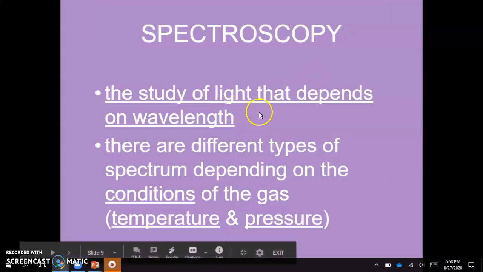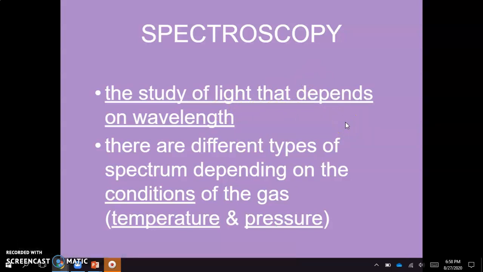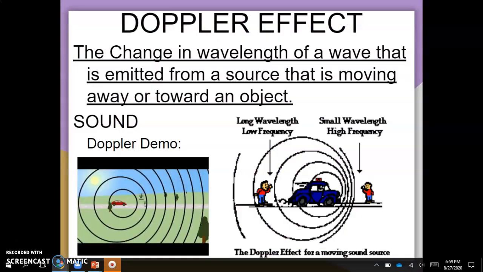Spectroscopy is just the study of light that depends on wavelength. And there are different types of spectrums depending on the conditions of the gas, so temperature and pressure. I don't need you to know that much about spectroscopy, just that it is a study of light.